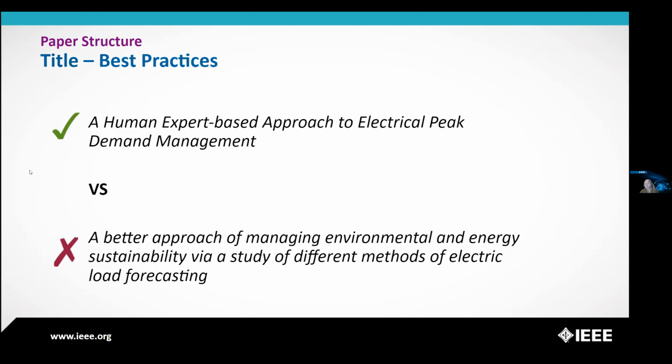So here's an example of a good title: a human expert-based approach to electrical peak demand management. And a not so good title: a better approach of managing environmental and energy sustainability via a study of different methods of electric load forecasting. That is a very wordy title. It's not really clear. It's got words that are unimportant and subjective words like better. So avoid those, particularly avoid new and novel, as everything we submit should be new and novel.